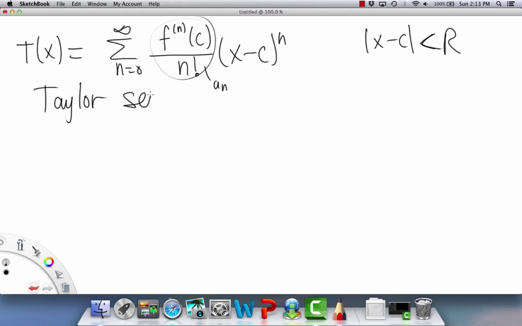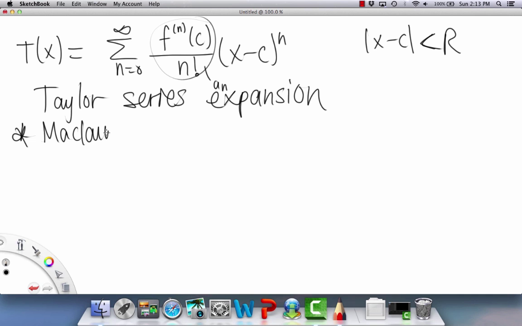Taylor series expansion. And then just as a reminder, Maclaurin series, that didn't turn out too well.